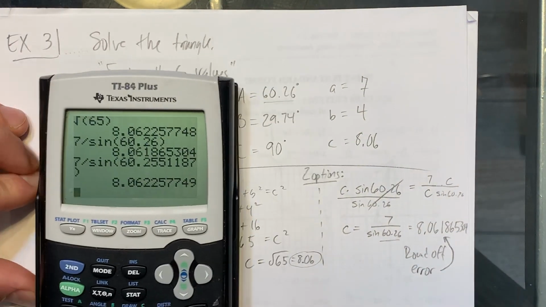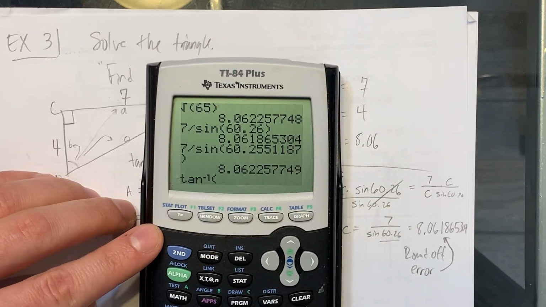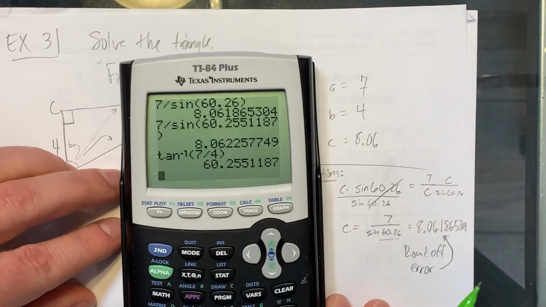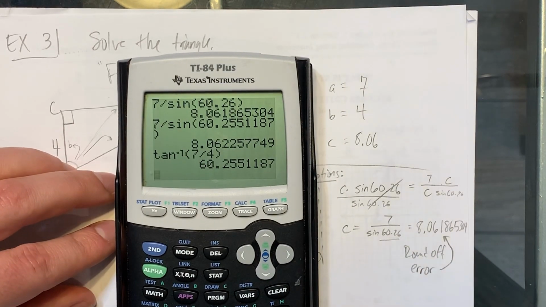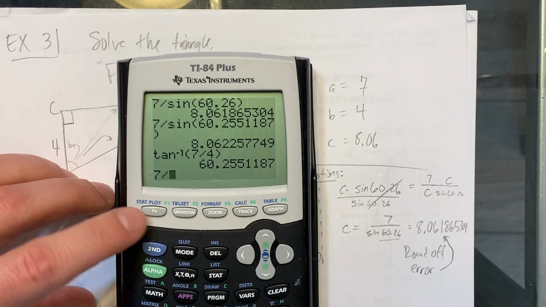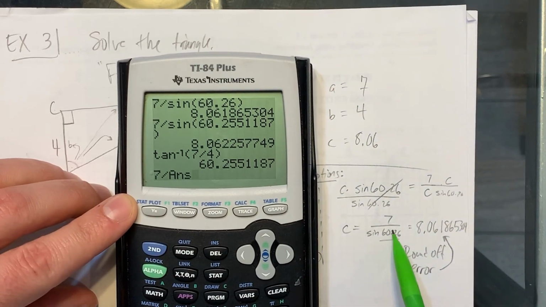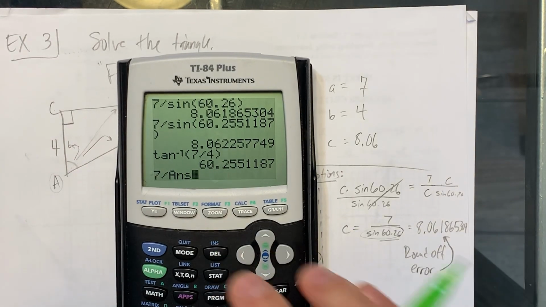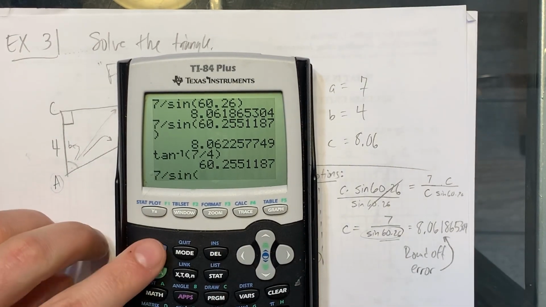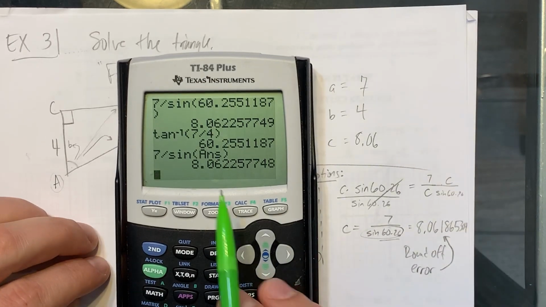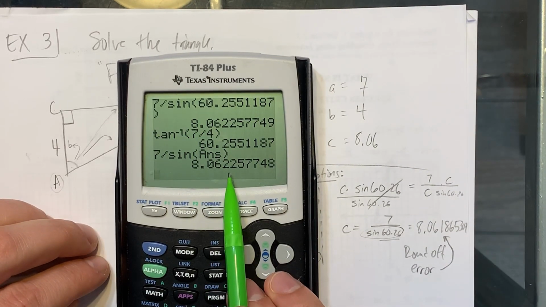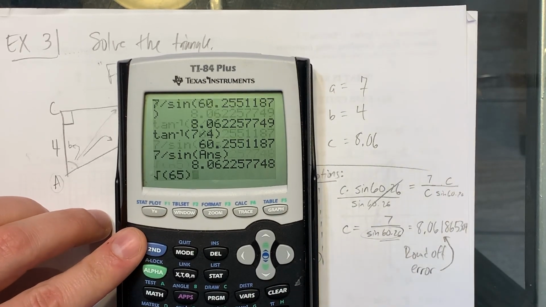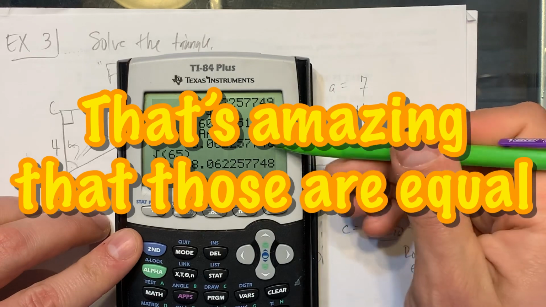What we can do to combat that, if I type in inverse tangent of 7/4 and use the answer function on this, I should not get a round off error. So this would be 7 divided by answer. And answer was the 60.26 degrees that we have. No, it's going to be 7 divided by sine of answer, isn't it? Okay, so there we have 8.0622577748, which is the exact same thing as the square root of 65. That's amazing that those are equal.